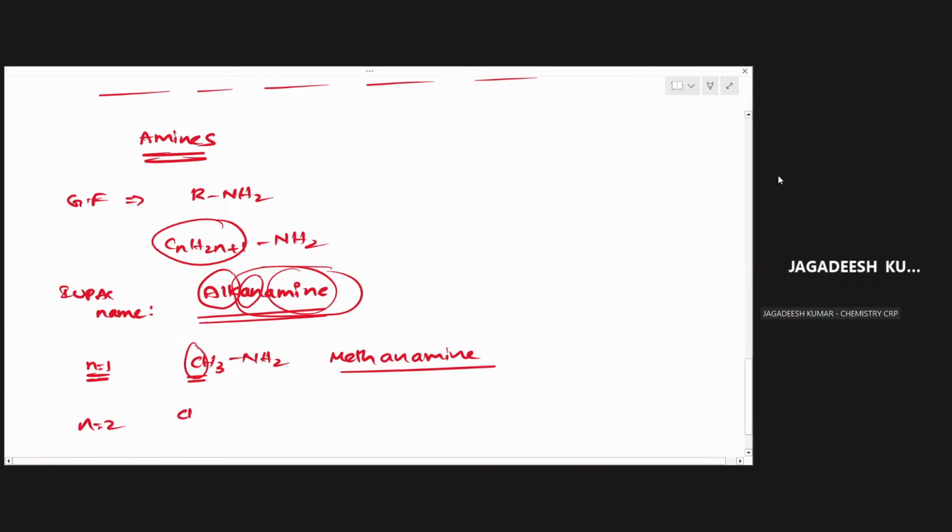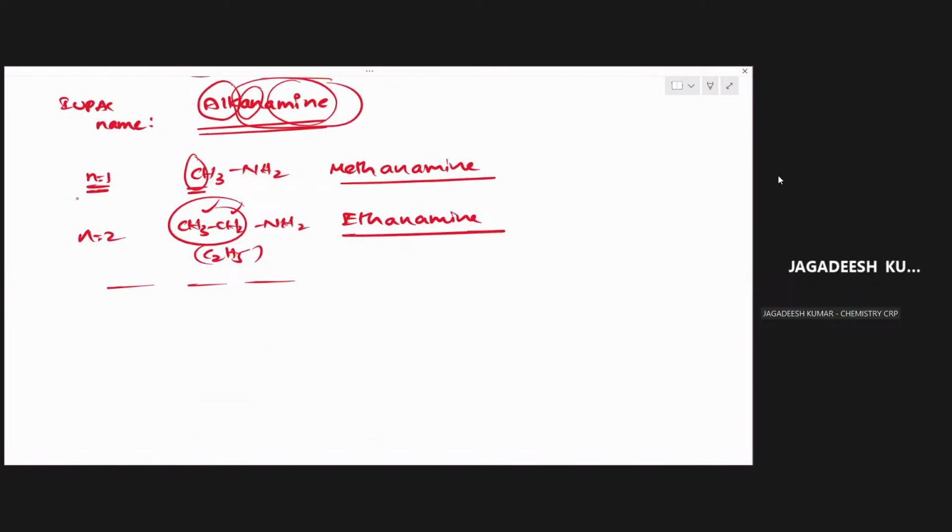Or you can take n equal to 2. n equal to 2 means we can write here CH3CH2NH2, or in the place of CH3CH2, you can write directly C2H5 also. Both are the same. So here two carbons. Two carbons means the root word is eth, and an amine. So ethanamine. So like this here, we can write the amines and their IUPAC names.